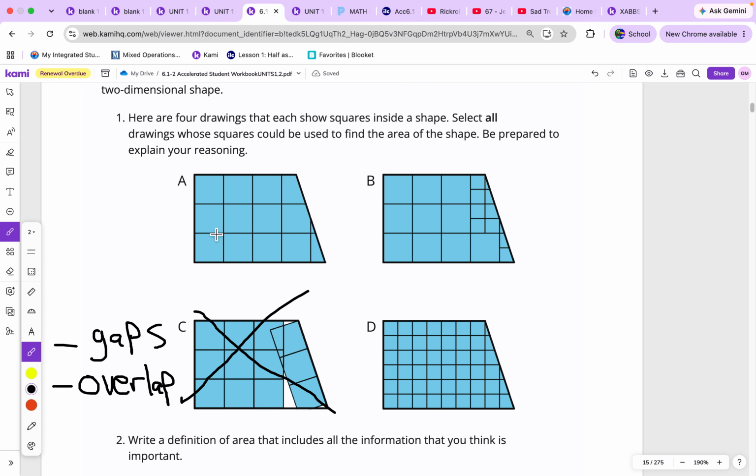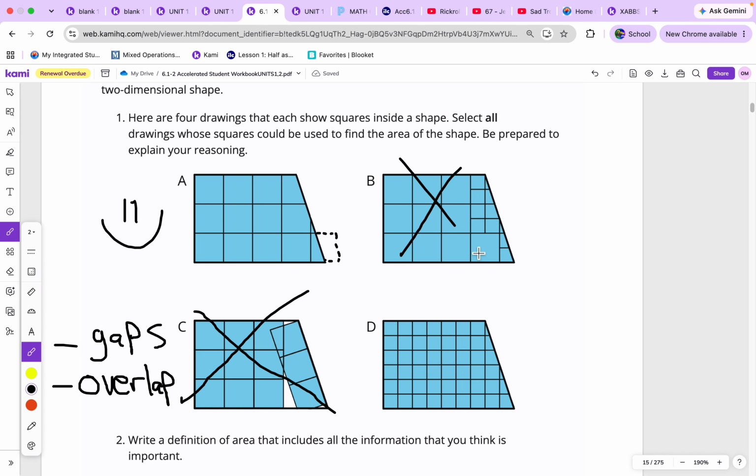On the other hand, A looks pretty good. The squares are next to each other. There's no gaps. There's no overlaps. So this one is good. I'll use it. And even though this part of the square is very small, if this square were to continue, it would be the same size as the other squares. So we're just going to use a fraction of the squares to find the area.